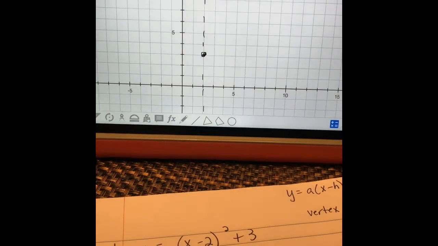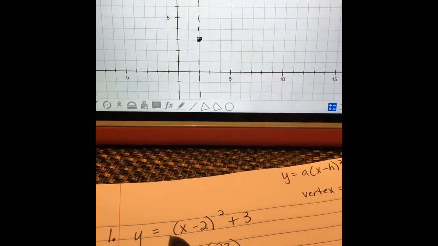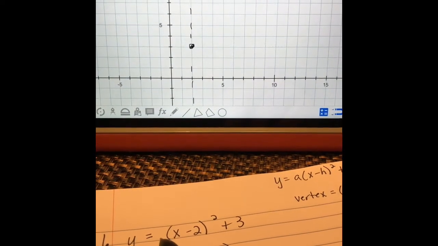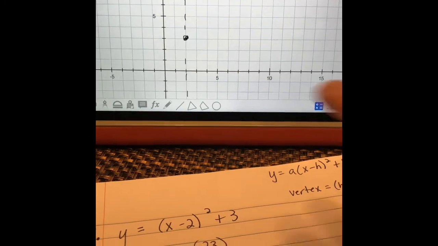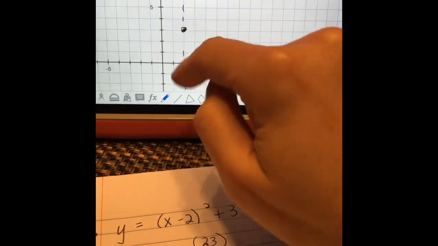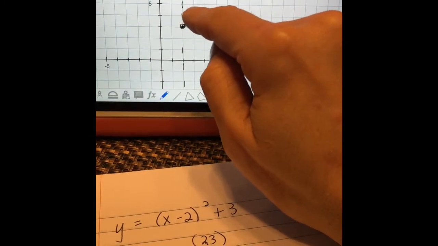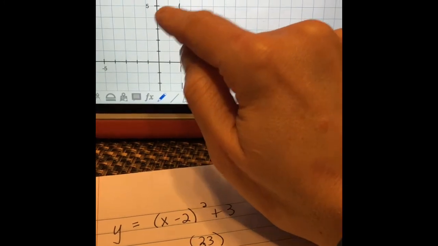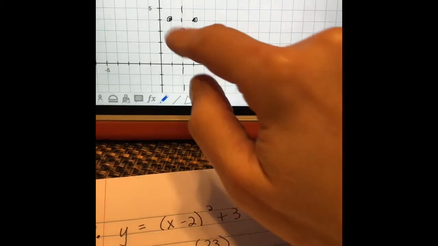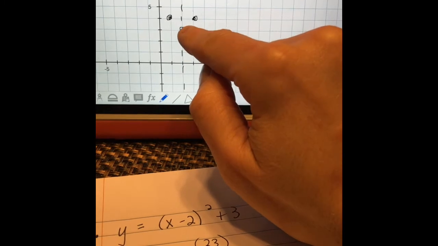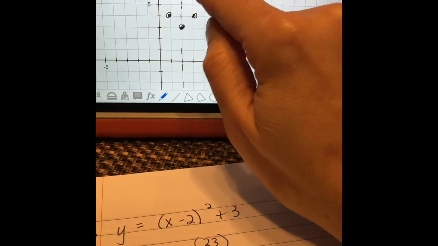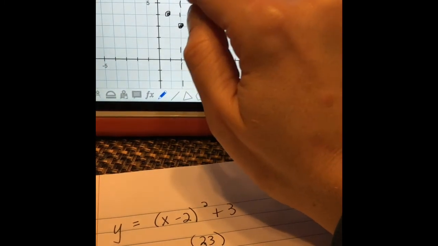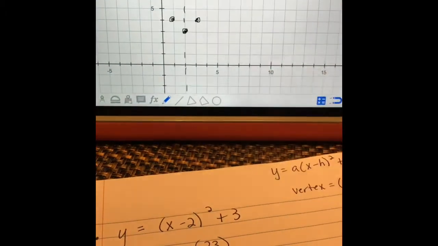And the next thing I'm going to do is look at my a value. Now my a value, notice there's nothing out in front here, that's going to be 1. So an a value of 1 is really easy because from the vertex I go over 1 and up 1. And I'm going to do that on both sides because remember we have that symmetry there. Also from the vertex I'm going to go over 2 and up 4. And then I can count, 2 away from the axis of symmetry, 2 away on the other side.